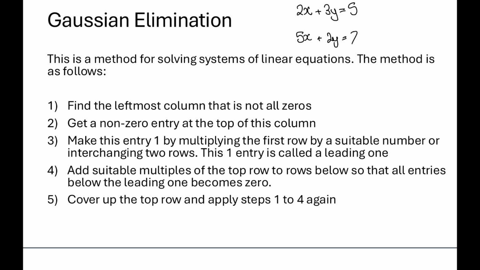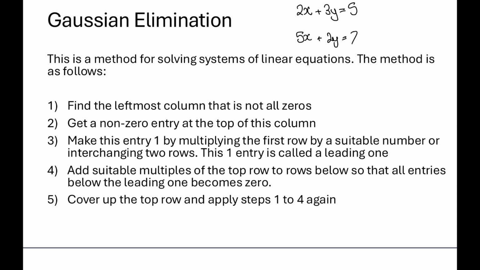Find the leftmost column that is not all zeros. Get a non-zero entry at the top of this column. Make this entry 1 by multiplying the first row by a suitable number or interchanging two rows. This 1 entry is called a leading one. Add suitable multiples of the top row to the rows below so that all entries below the leading one become 0, and then cover up the top row and apply these steps again.